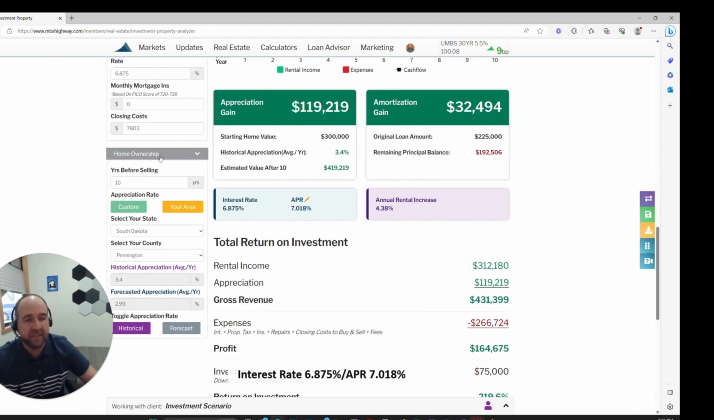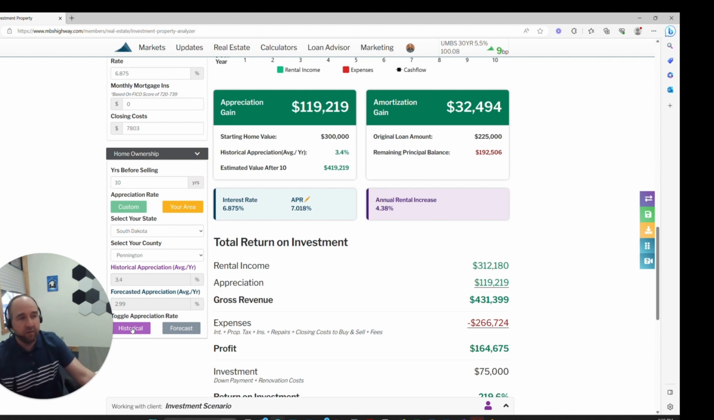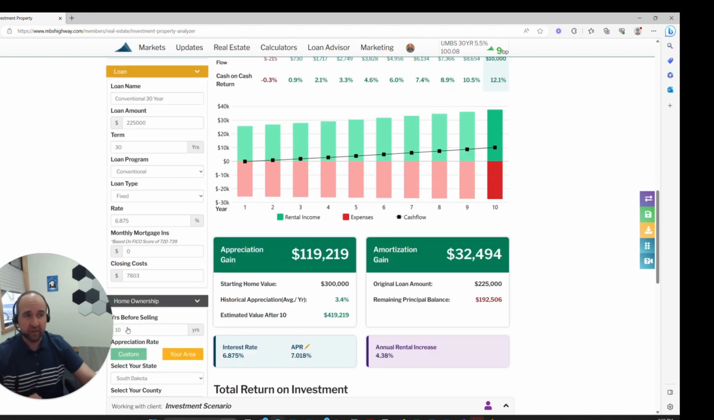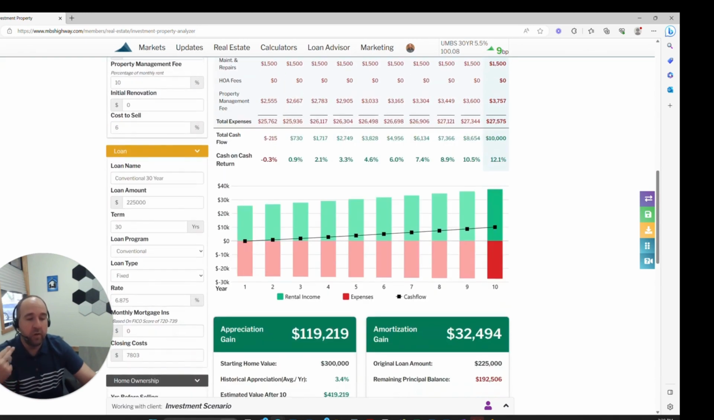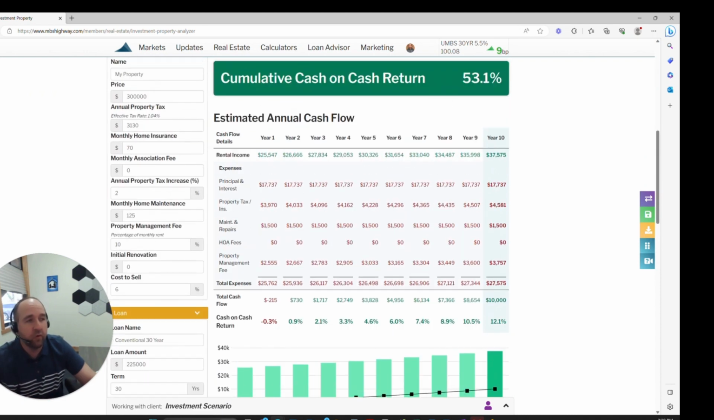And then the last category that we need to take into account, we're going to call home ownership. How many years are we going to own this home? And should we use historical appreciation or forecasted appreciation? For my scenario, I'm just going to use historical appreciation. Now, the appreciation factors over the last several years have been much, much higher than 3.4%, but I'm going to use a very conservative figure here. So we've looked at those four categories again: rent, property, loan, and home ownership. We've got those four categories built out.